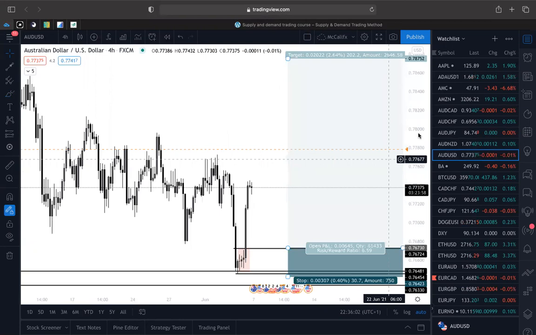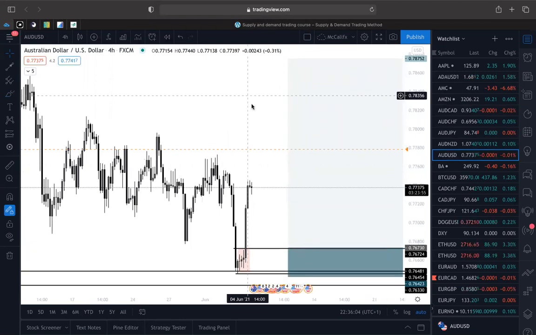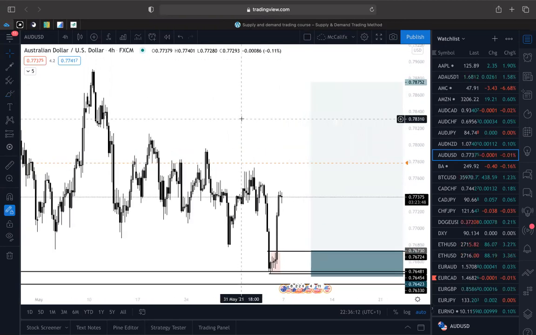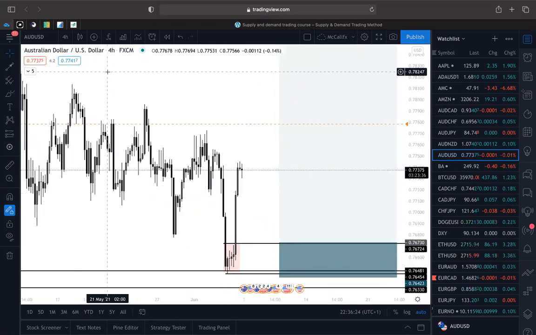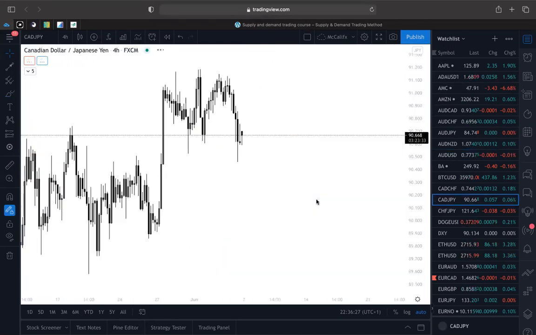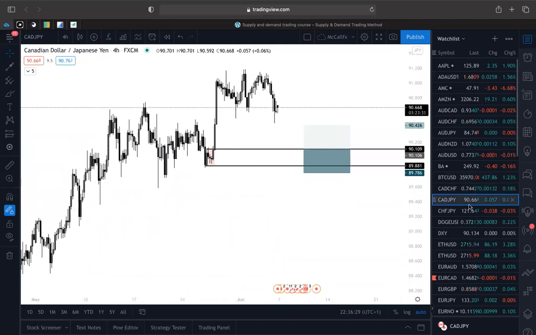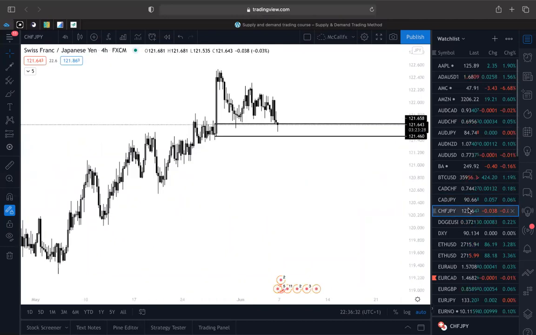Yes, I do have a little bit of a question. Yeah, the question is where to draw the demand and supply zones, because I've been watching the videos, but sometimes I get a bit confused. So your question is, where do you draw your demand and supply zones? Okay, let me see if I can see a different pair. Or not necessarily where to, but when you think is the right time frame.